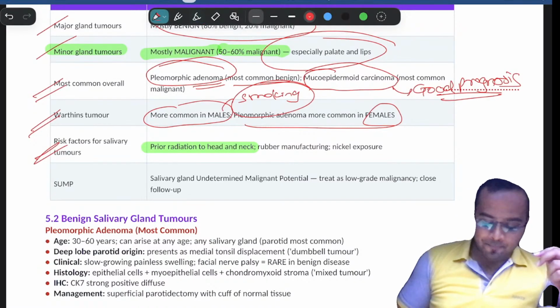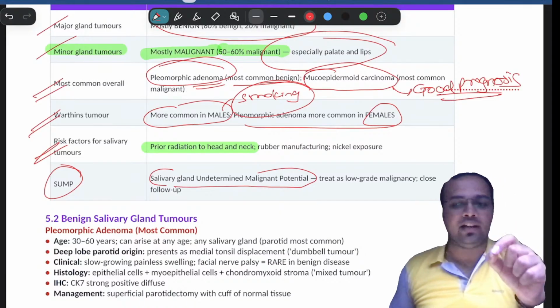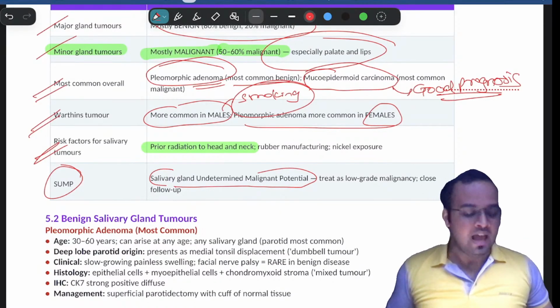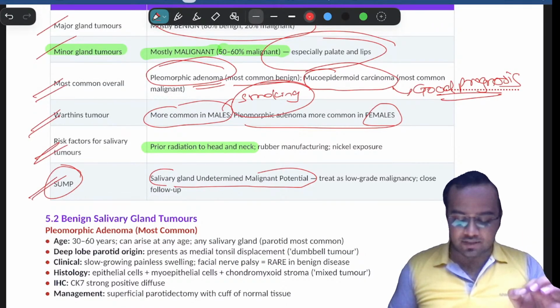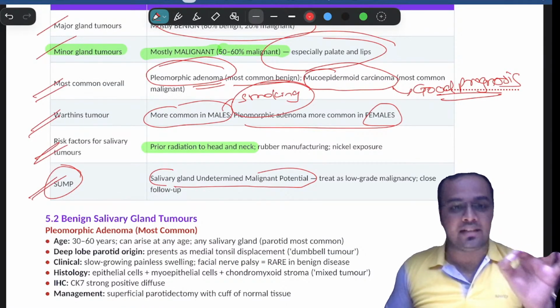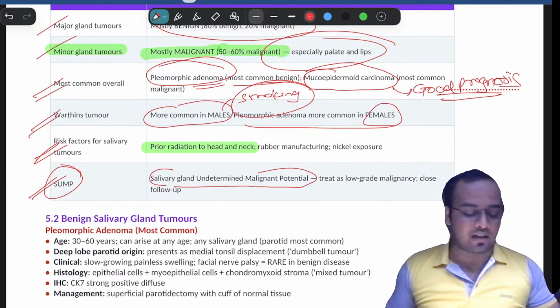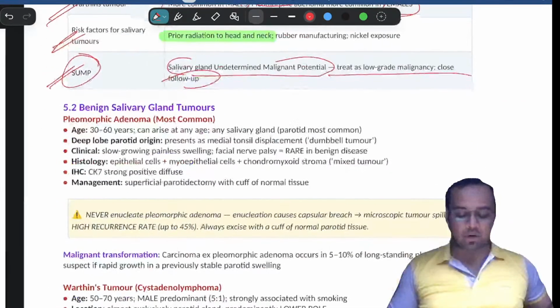And what is SUMP? It is called salivary gland undetermined malignant potential. So you are going to send a tumor pathology biopsy specimen or a gland excision specimen, and after sending, they are going to label it as SUMP. So here what you are going to do, you should not give any systemic therapy like chemo or radiation. You are just going to go for a close follow-up. So it is very much important.